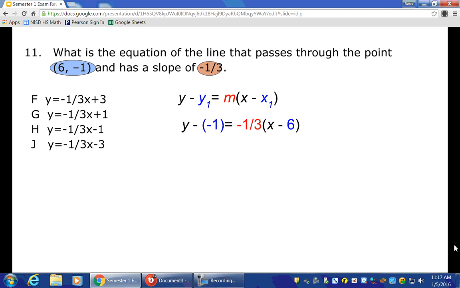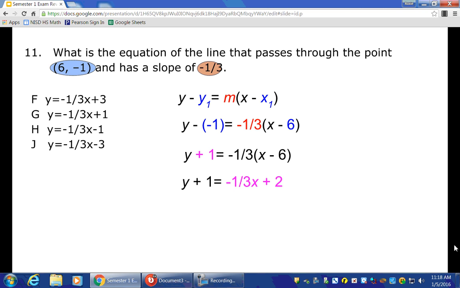And again, I notice all of my answer choices are in slope-intercept form, so I need to solve this equation for y. So the first thing I'm going to do is simplify the left side. Y minus a -1 is y plus 1. Now I can distribute the -1/3 on the right side of the equal sign. So -1/3 times x is -1/3 x, and -1/3 times -6 is 2. So I have y plus 1 equals -1/3 x plus 2.